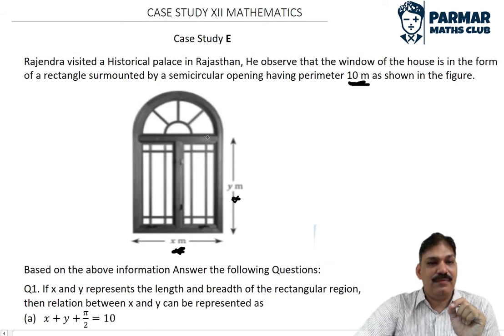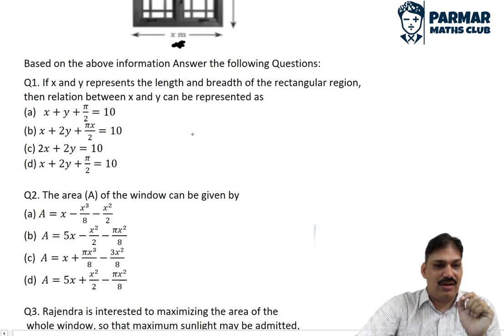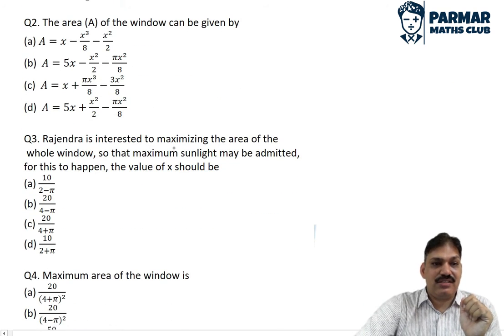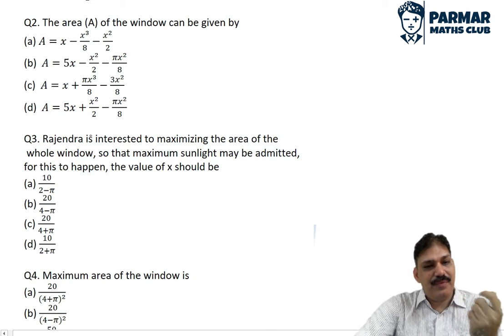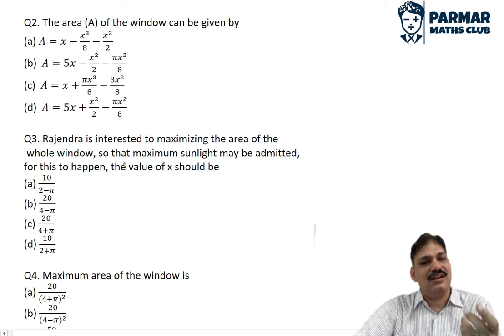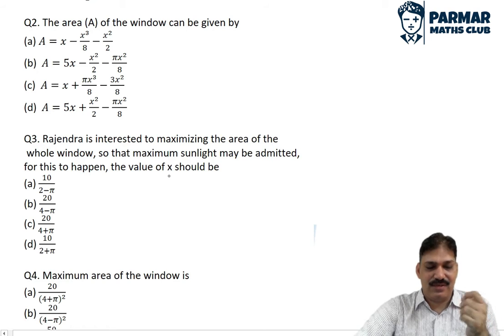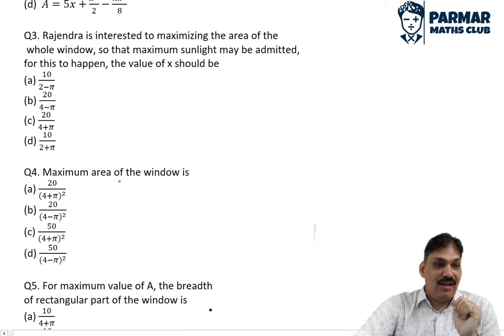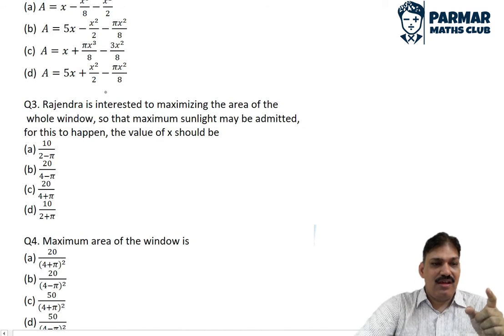The area of window will be the sum of area of rectangle and semicircle. Then Rajendra is interested in maximizing the area of the whole window. So whatever we have found in question 2, we are to maximize that, and that is in terms of x only. Then we will differentiate it with respect to x and equate it to 0 to get the value of x where the area is maximum. And what will be the maximum area of the window? Of course, we will put the value of x obtained in the expression we have got for area, and we'll find the area.